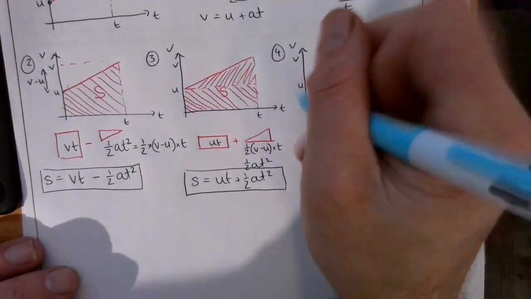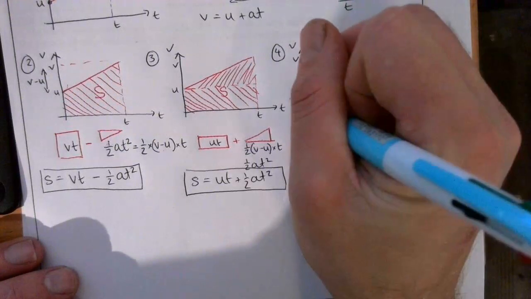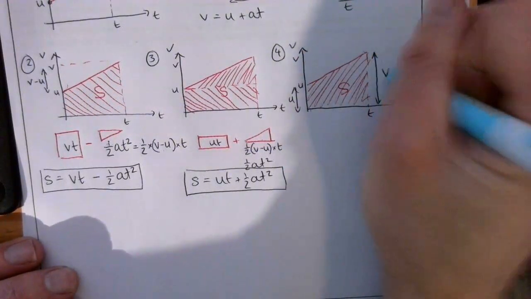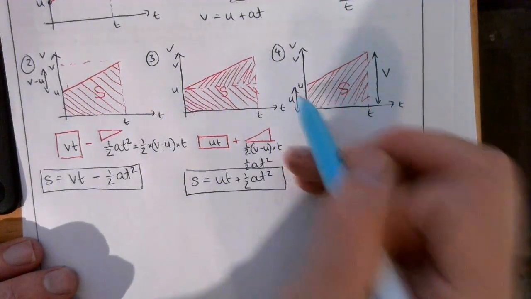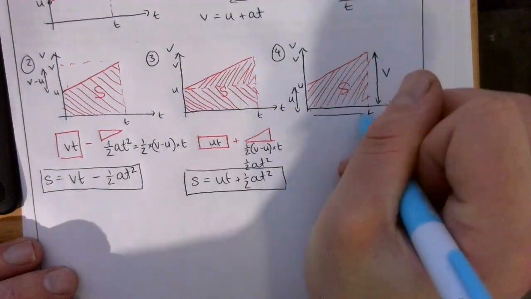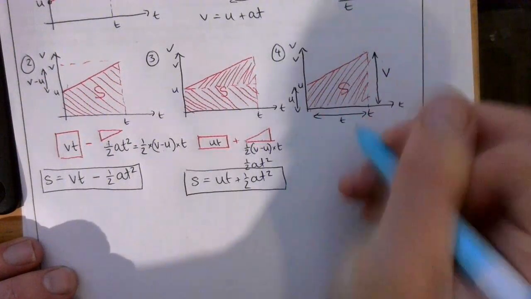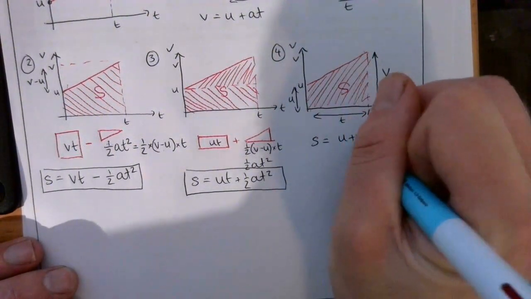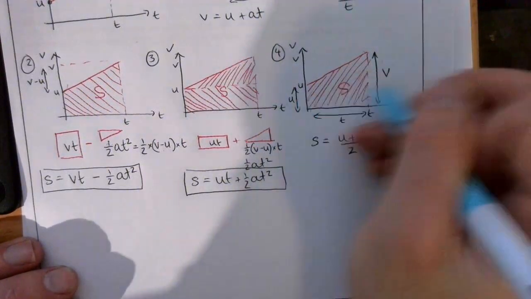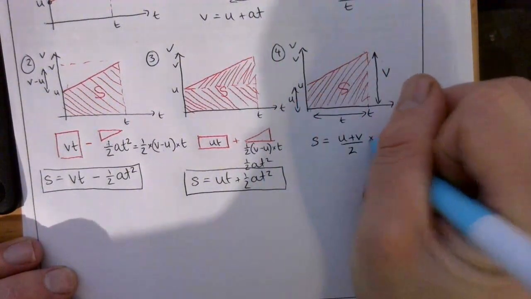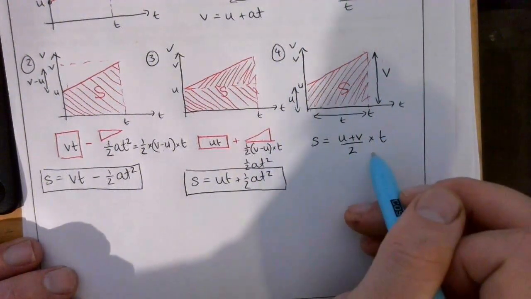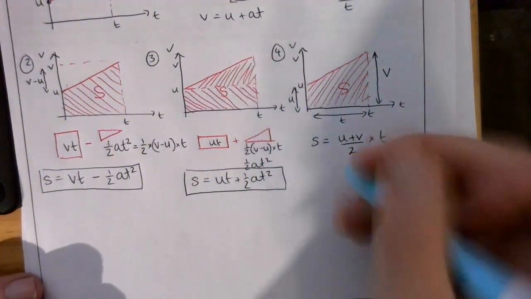For the trapezium, we know a formula for the area. We take the average of the two parallel sides, and then we multiply by the height. So in this case, s equals u plus v over 2, so that's the average of the two parallel sides, and then we times by the height, which is t, so s equals u plus v over 2 times t. That one, nice and easy.